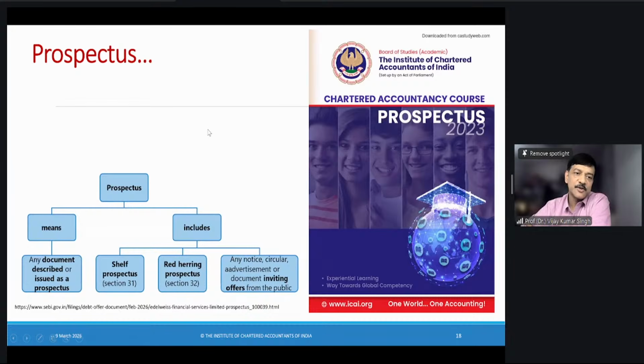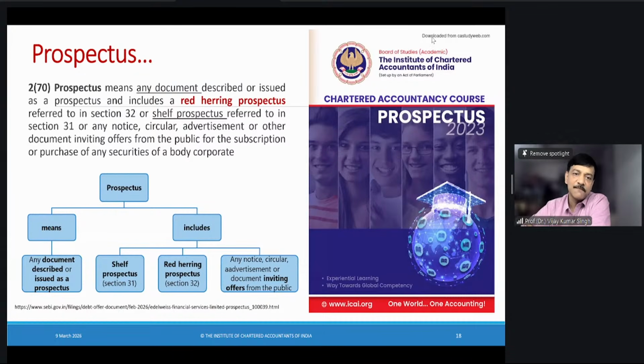So if you will see, prospectus is defined in section 2, subclause 70 of the Companies Act, and it makes the definition inclusive and it talks about different forms of prospectus. So section 2, subclause 70 talks about prospectus definition. And if you read the definition, it goes like this. It says, prospectus means any document described or issued as a prospectus and includes. So it is an inclusive definition, okay?